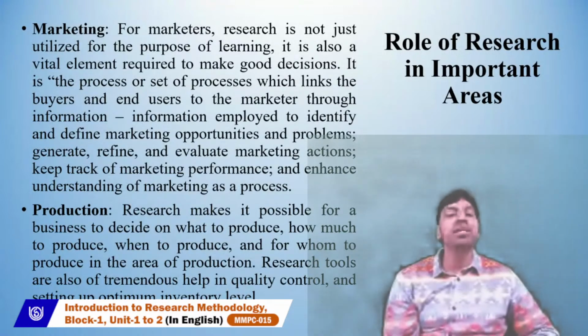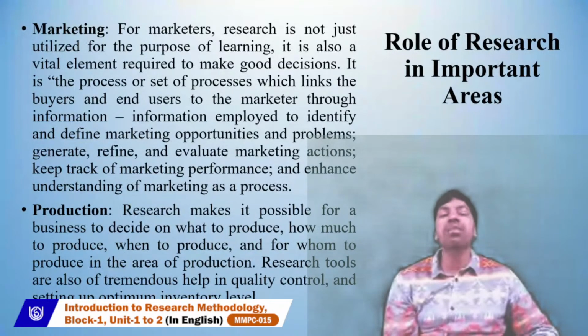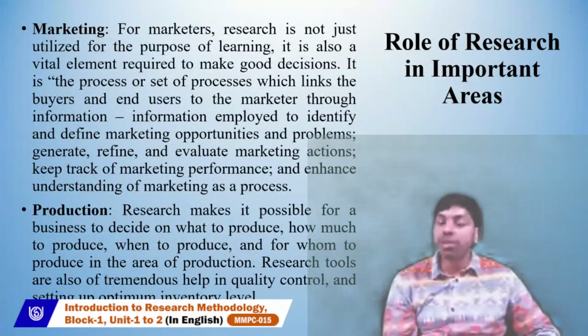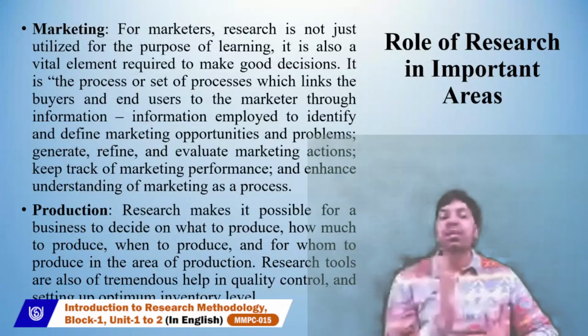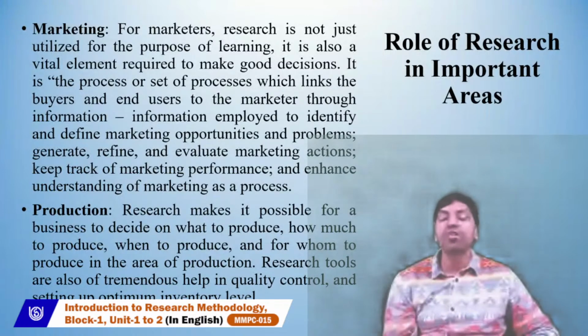Next one is production. Research helps a business decide what to produce, how much to produce, when to produce, and for whom to produce in the area of production. Research tools are also applied to control quality and to set up an optimum stock level, including the reorder level, reorder quantities, and economic order quantities. This is how to set up optimum inventory levels using costing tools.